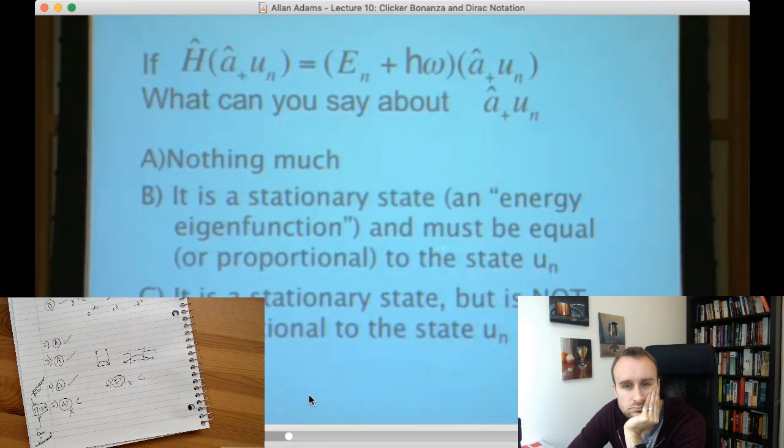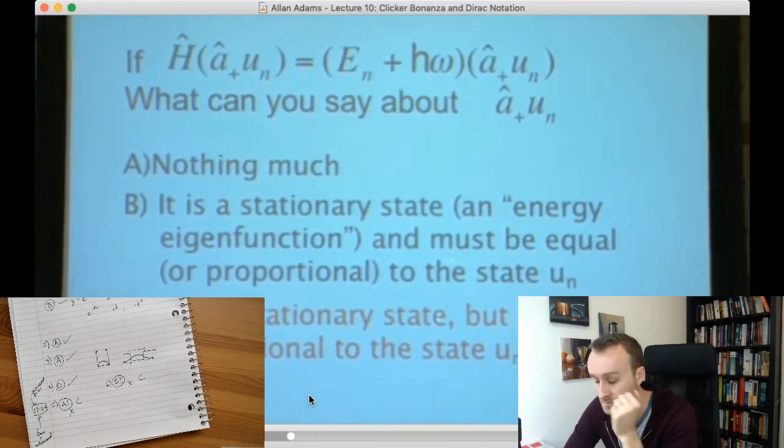if it has a different energy eigenvalue, it is a different state, and they're orthogonal. We proved this before. Two states with different energy are orthogonal. So not only are they not the same, they don't even have any overlap. Okay? So it is a stationary state, but it's not proportional to the state UN. It's an important one. Okay. Questions about that one before we move on to the next?